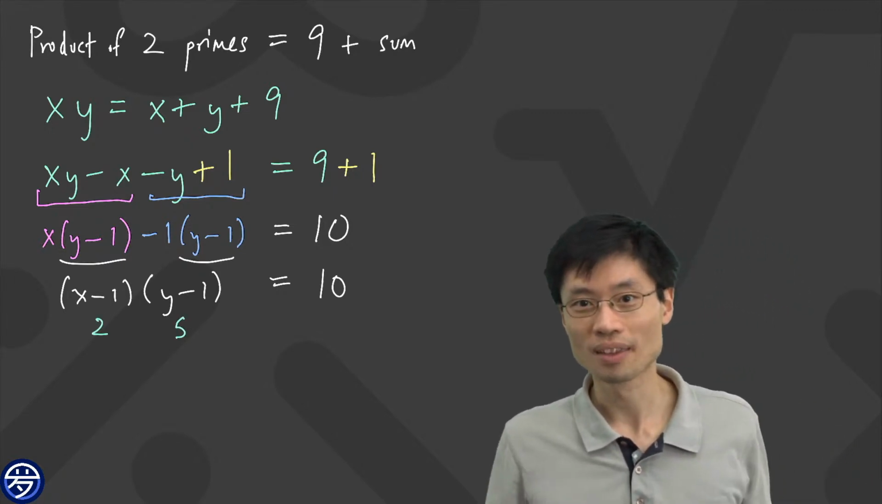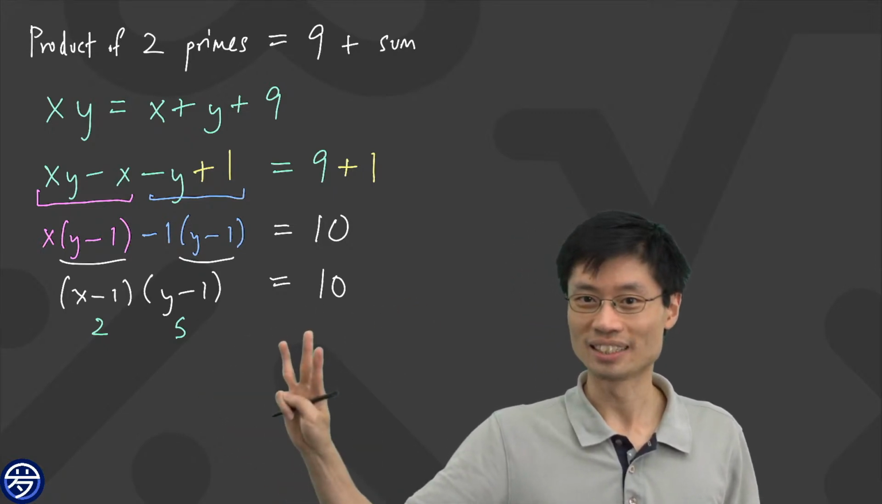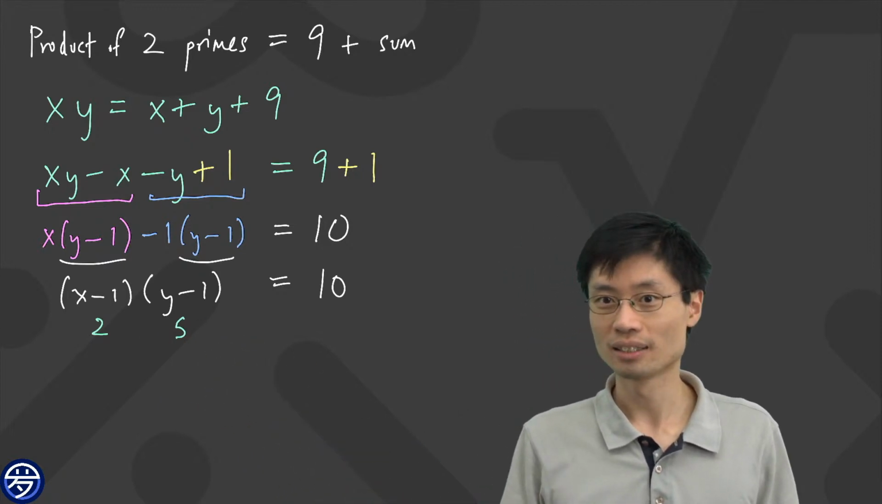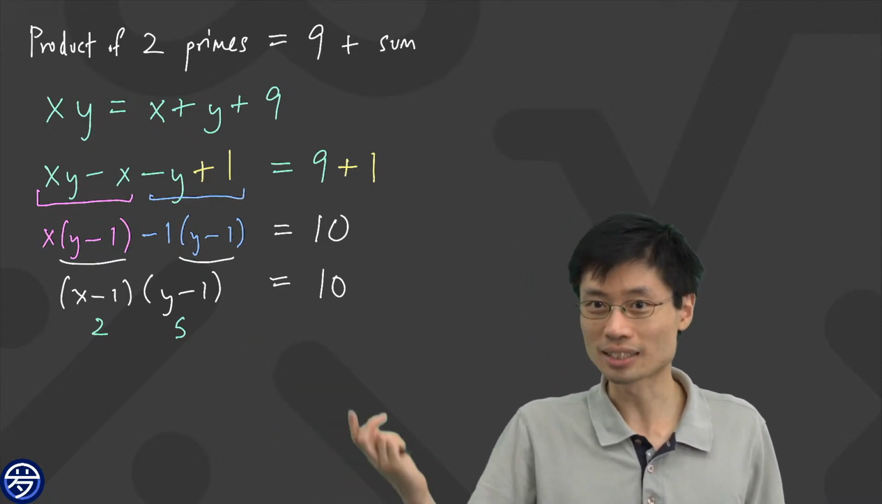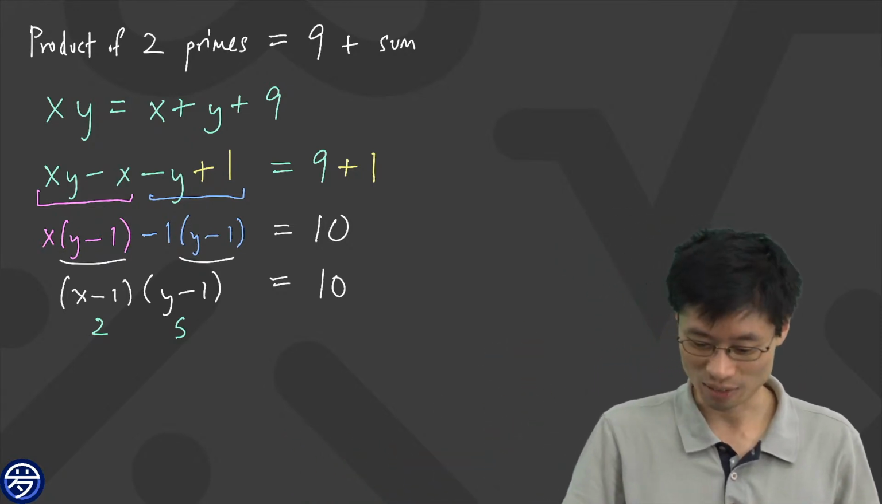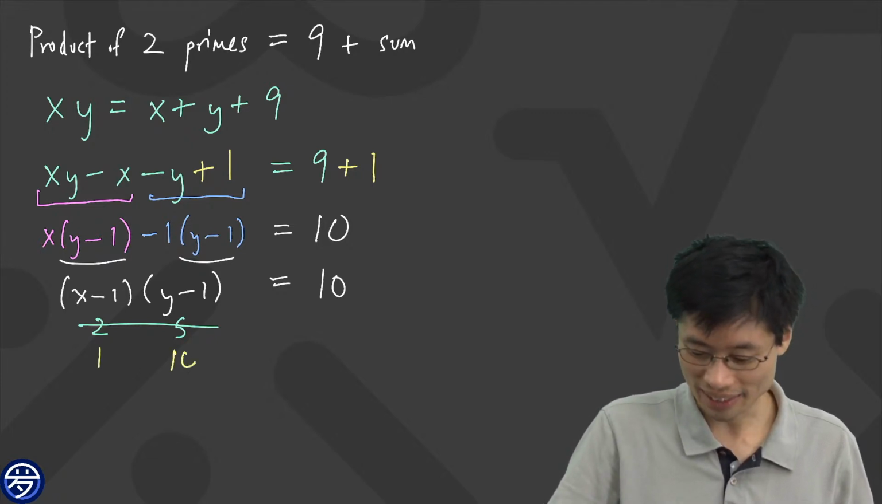Could that be? If x minus 1 is 2, what's x? 3. That's prime. That's okay. If y minus 1 is 5, what's y? 6. Oh no, that's not prime, so it doesn't work. But then you say there's another way to factorize 10. The other way to factorize 10 is 1 and 10.